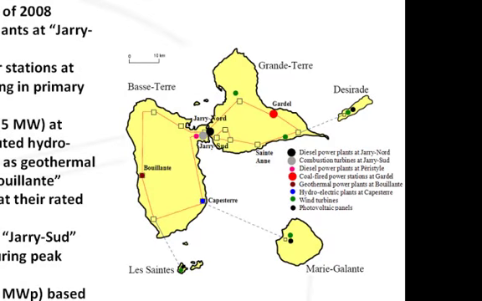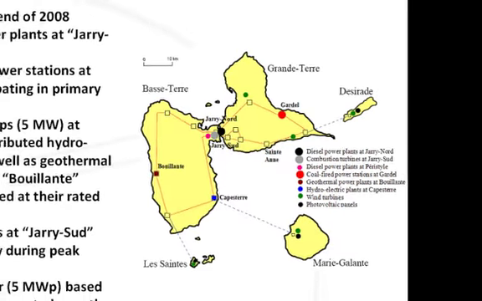You have a lot of fossil fuel power plants. You have diesel power plant, combustion turbines, coal-fired power plant, geothermal, some wind turbine, and some photovoltaic power plant.